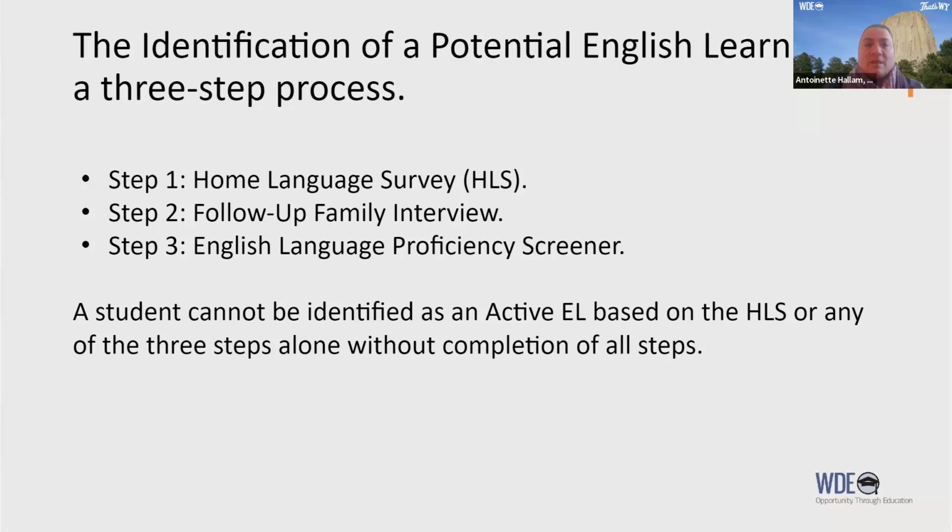The identification of a potential English learner is a 3-step process. The first step is the Home Language Survey, or HLS. The second step is the follow-up family interview. The third step is the English Language Proficiency Screener. And it is important to note that a student cannot be identified as an active English learner based solely on the HLS or any single step. All 3 steps must be completed.